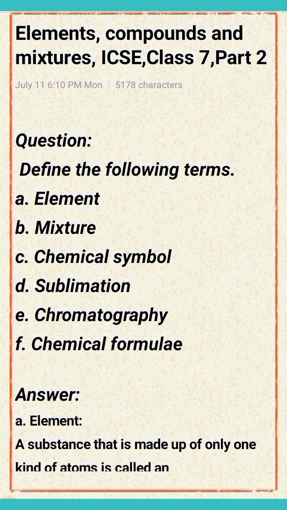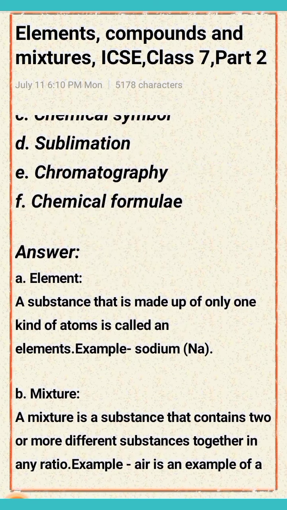At first, discuss define the following terms. Question number A, element. A substance that is made of only one kind of atom is called an element. For example, sodium, that is the symbol Na.